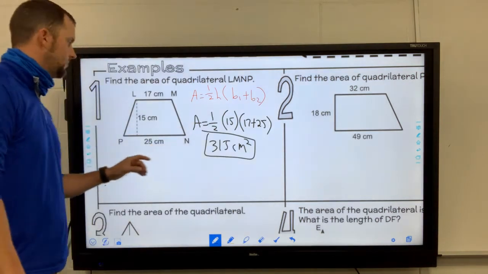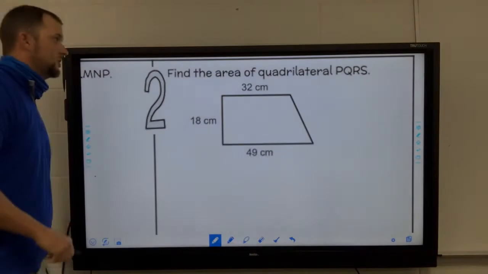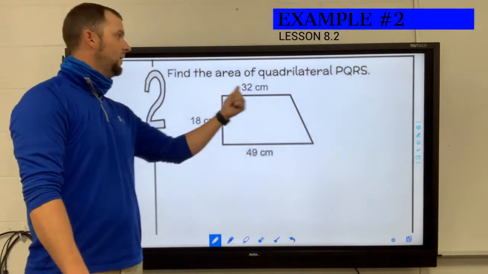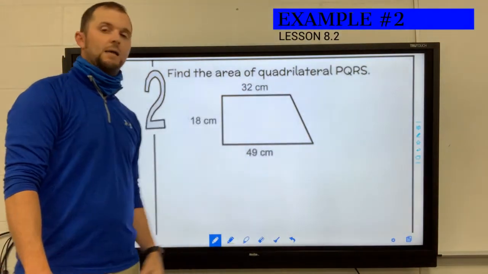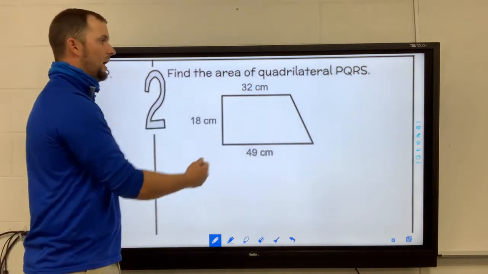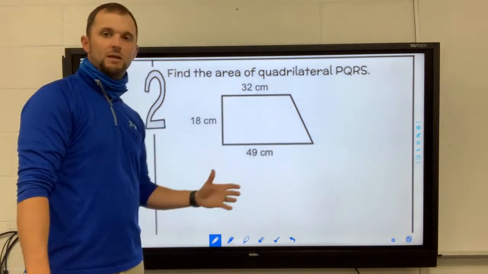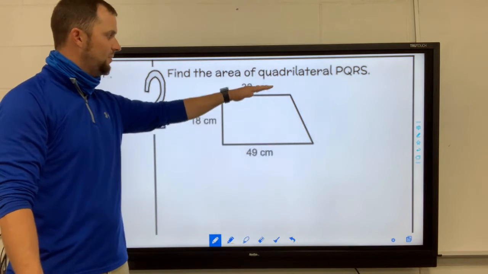Let's jump over to example number 2. All right, so on example number 2, I want you to find the area of quadrilateral PQRS. So right now, looking at PQRS, this is going to be a trapezoid again, because this line and this line are parallel to each other.